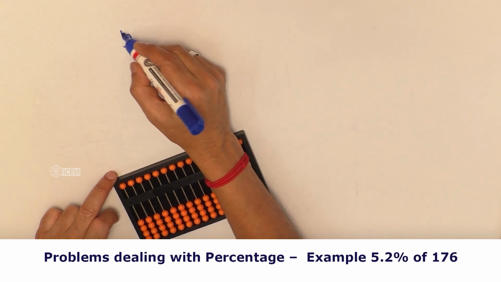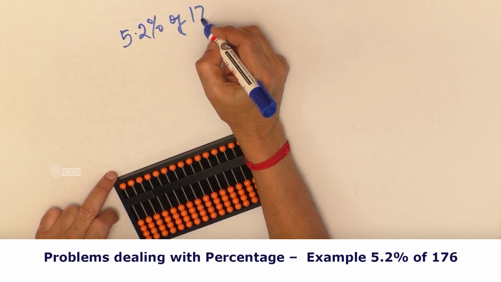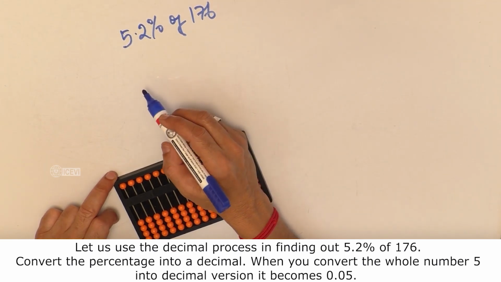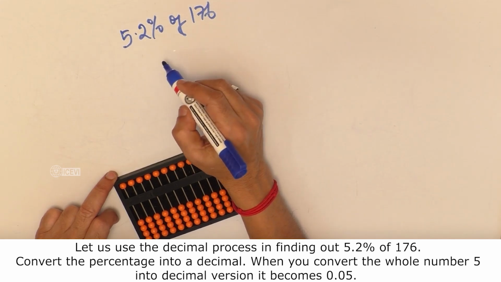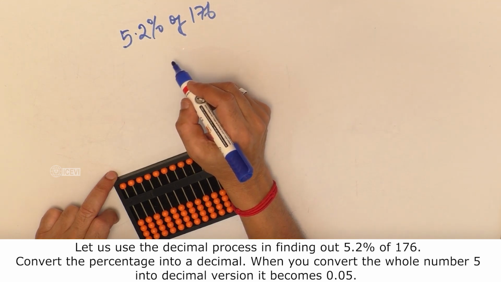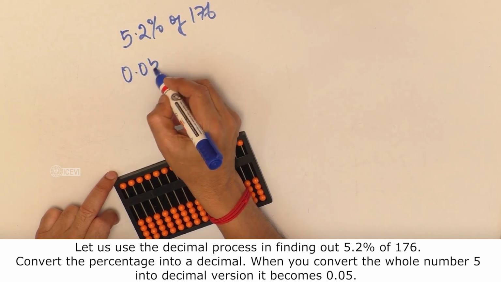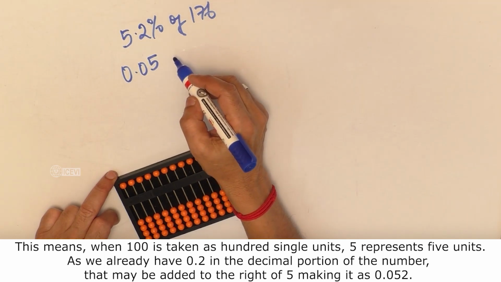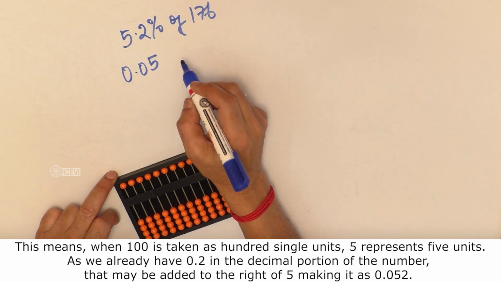Example, 5.2 percentage of 176. Let us use the decimal process in finding out the 5.2 percentage of 176. Convert the percentage into a decimal. When you convert the whole number 5 into decimal version, it becomes 0.05. That means when you take 100 as 100 single units, 5 will represent 5 units.